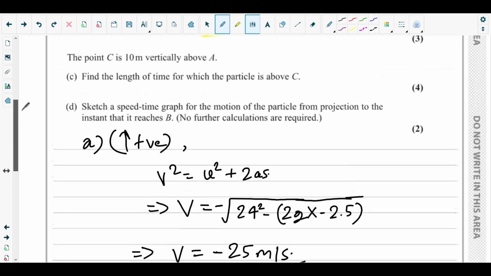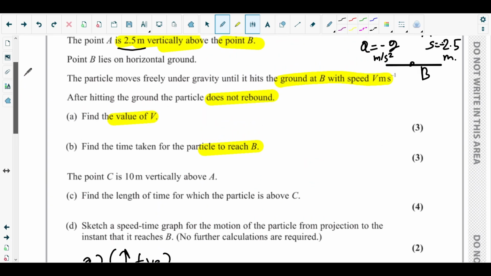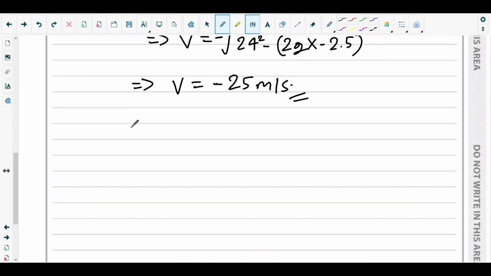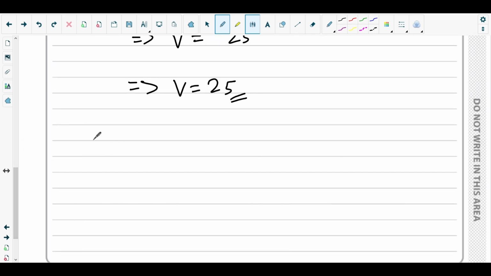Okay, one thing I missed in part A: they asked for the speed. So please correct it. They asked for the speed and only the value for V. So V would be just 25. Okay, 25 would be the answer. Ignore the sign because they asked for the speed. Fine. Okay, so correct it please.